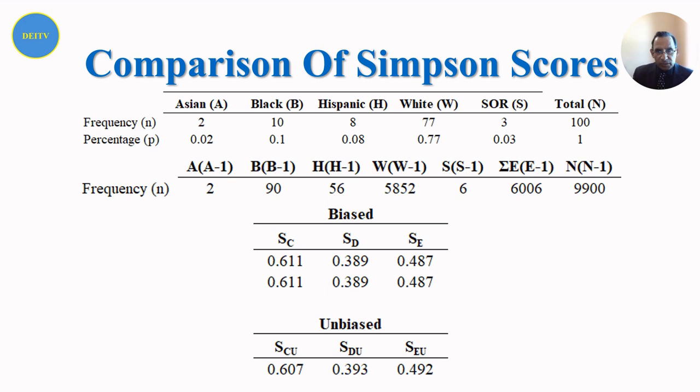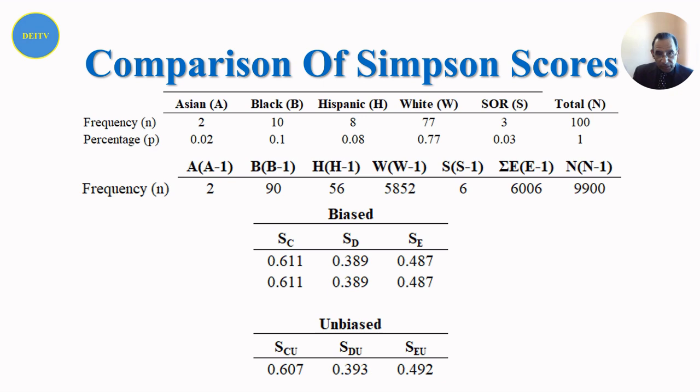This slide provides a quick comparison of the biased and unbiased ethnic diversity scores calculated based on the formulas that are presented in the earlier slides. So here the biased concentration score is 0.611, the biased diversity score is 0.389, and remember we obtained the 0.389 by subtracting 0.611 from 1.